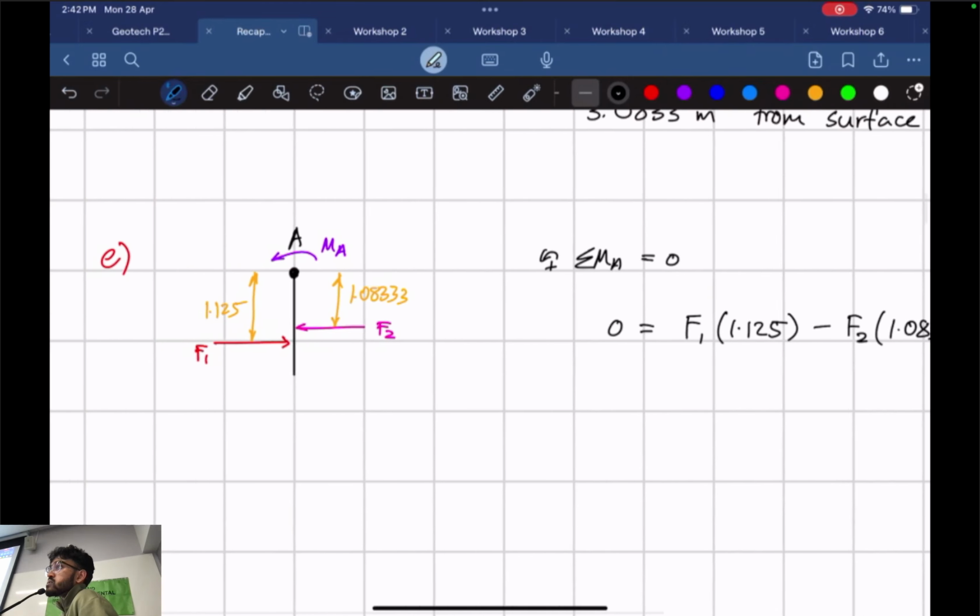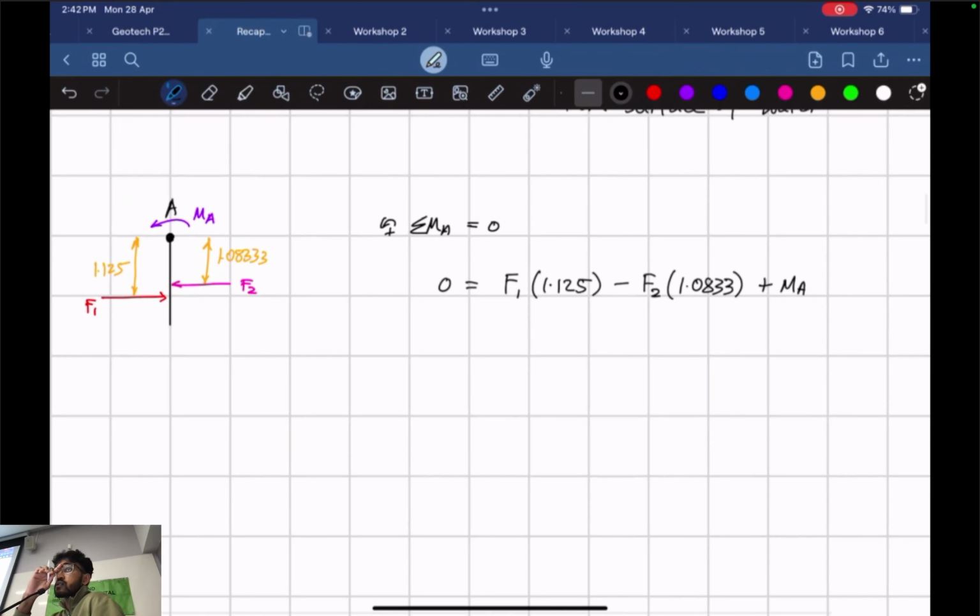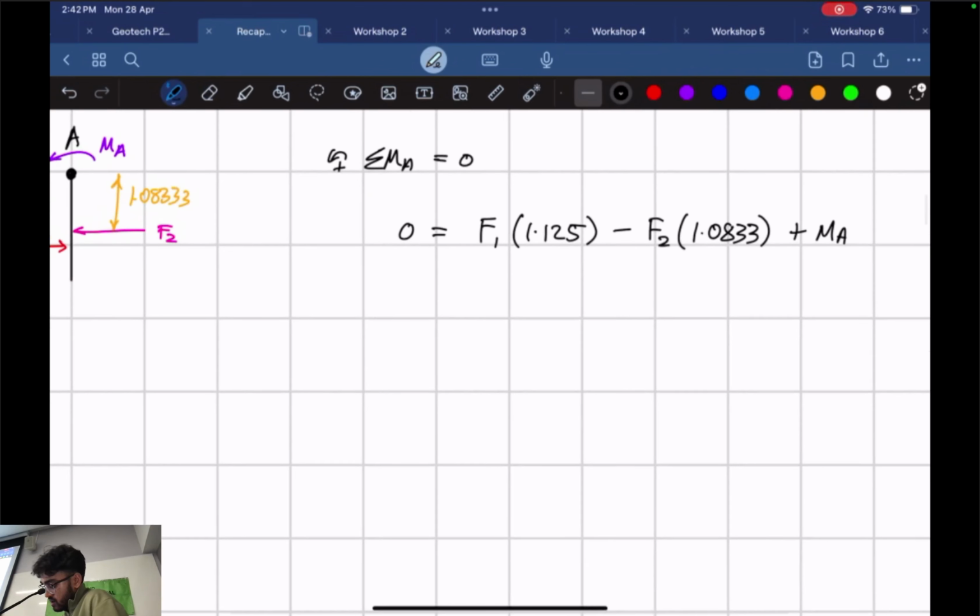F1 is anti-clockwise, and I've defined anti-clockwise as positive. F2 is going clockwise, so we take it as negative. We're trying to find the moment MA, and I've assumed it to be counterclockwise. It doesn't matter how you put it. You can have it as clockwise as well. If you do, your answer changes at the bottom, and the only difference would just be a negative or a positive. So let's quickly find MA.